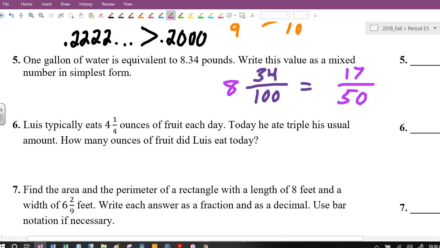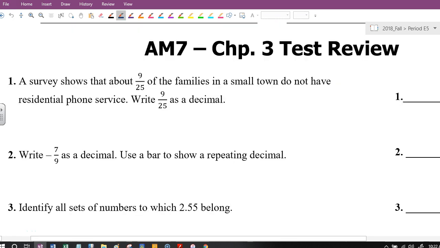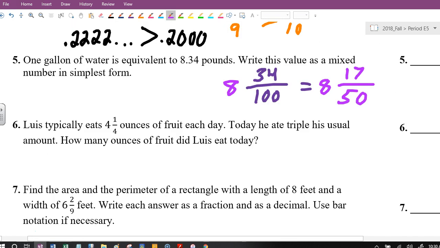You know that doesn't go any lower because why? Because 17 is a prime number. You guys are good. Excellent job, sir. All right. Are you writing everything down? You already have it? Okay.